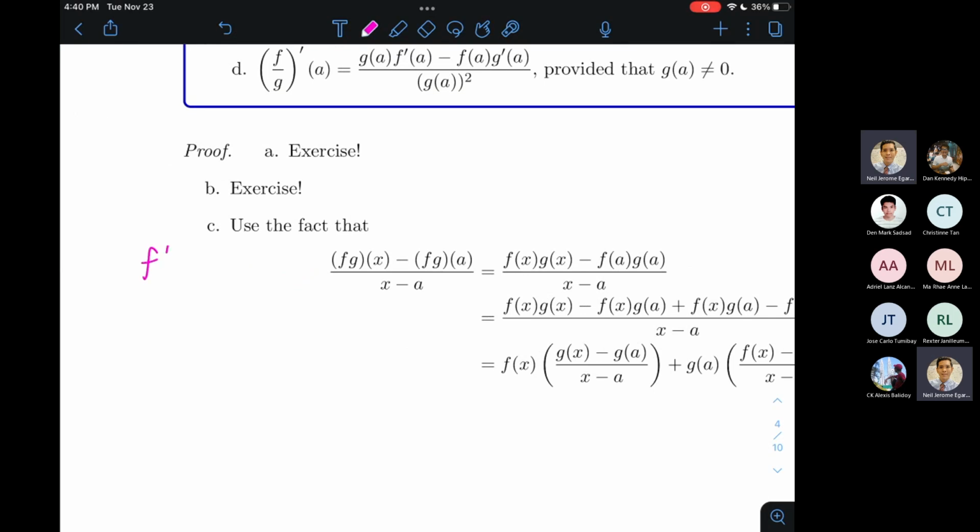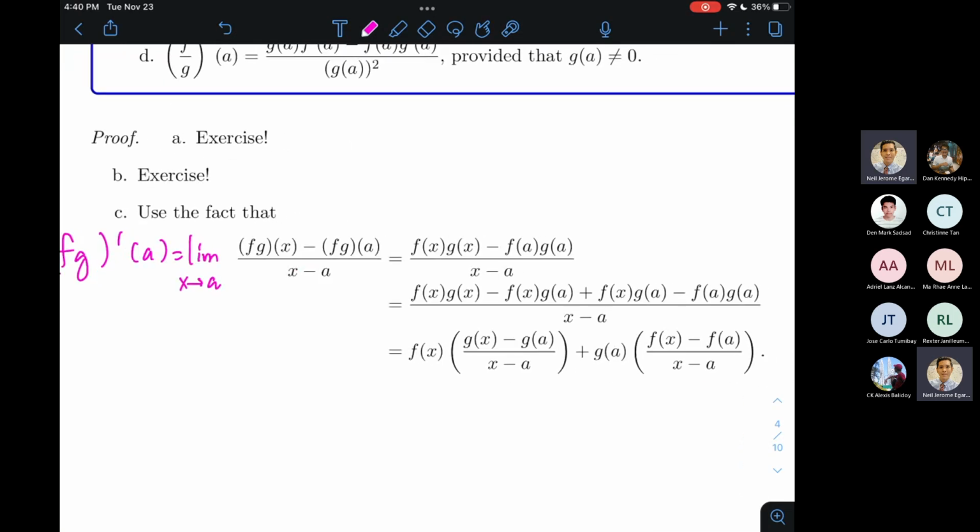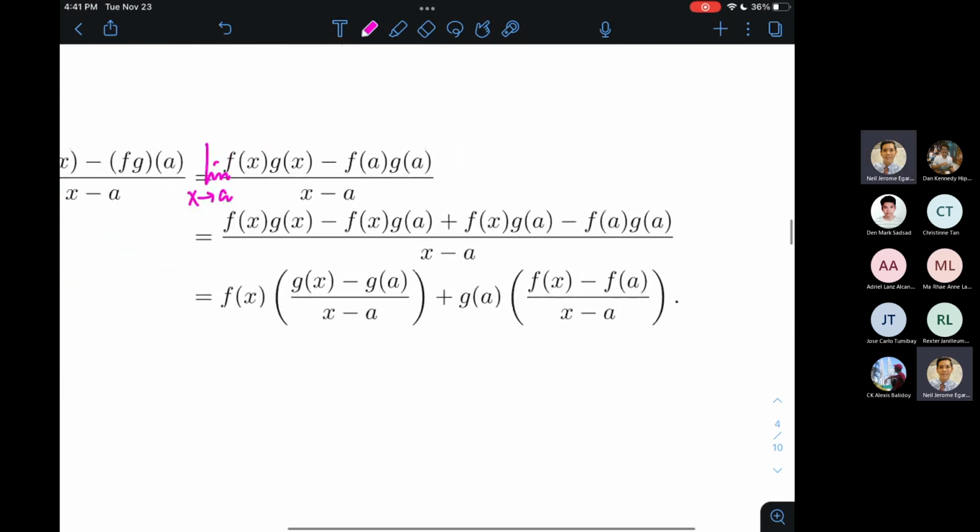Gawin lang nating f prime, fg prime of a equals the limit as x approaches a. Tapos dito, okay, by definition of the product of two functions, so maging f of x times g of x minus f of a times g of a all over x minus a. Siyempre, kukunin ko yung limit as x approaches a para maging equal na siya dun sa limit. And then here's the trick. Ito yung cunning trick na kailangan ko.